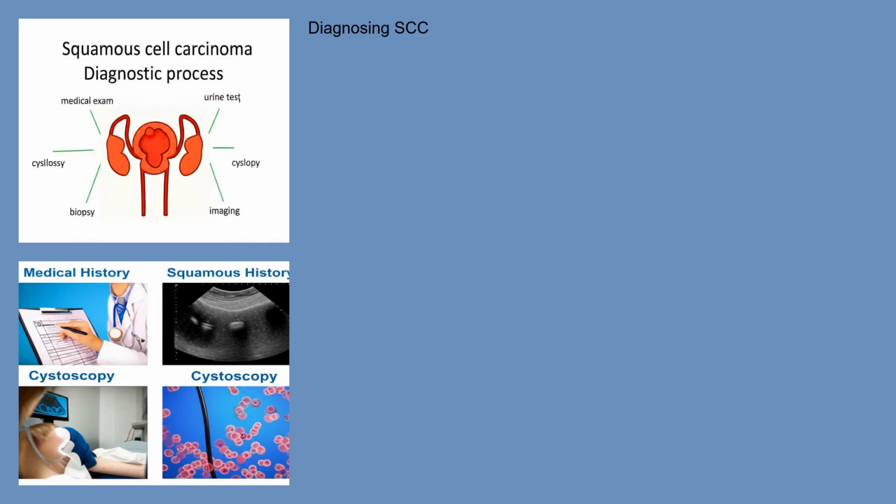Diagnosing SCC typically involves a combination of methods. First, a thorough medical history and physical examination are performed. Urine tests, including urinalysis and urine cytology, can detect the presence of blood and abnormal cells. Imaging techniques, such as CT scans, MRIs, and ultrasounds, help visualize the urinary tract and identify any tumors or abnormalities. Cystoscopy, a procedure where a thin, flexible tube with a camera is inserted into the bladder, allows for direct visualization of the bladder lining and the collection of tissue samples for biopsy.